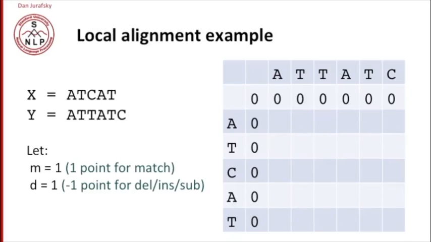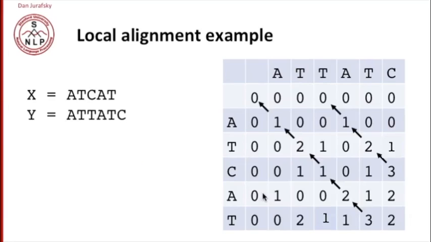So here's an example of local alignment. Let's imagine that we're getting one positive point every time 2 symbols match, and a negative point for any deletion, insertion, and substitution. And then let's look for all the local alignments between these 2 strings, ATCAT and ATTATC. If we fill in the matrix, again, we start with zeros everywhere because we're doing local alignment. If we then look for cells that have a maximum score to trace back from, we see 2 of these cells.